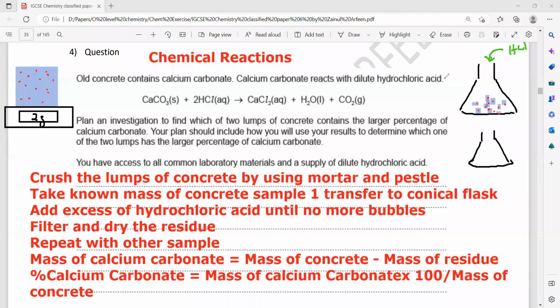The concrete will not react. Only the calcium carbonate present in the concrete will react. So the concrete will remain there, but only the calcium carbonate will react. Then we filtered this. We use filtration, so we are left with the sample of concrete on the filter paper. And then we dry it, because if it is wet, it will have extra mass.